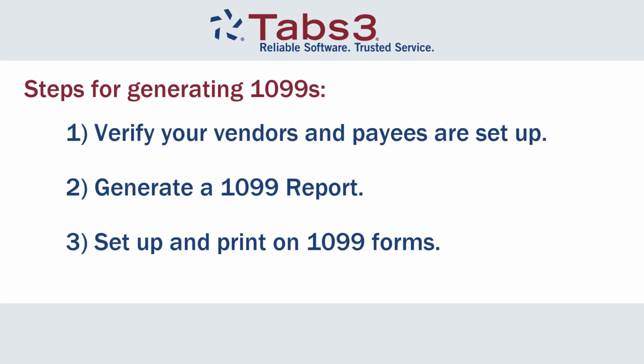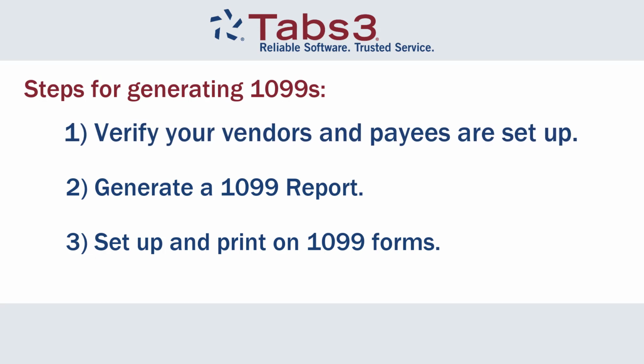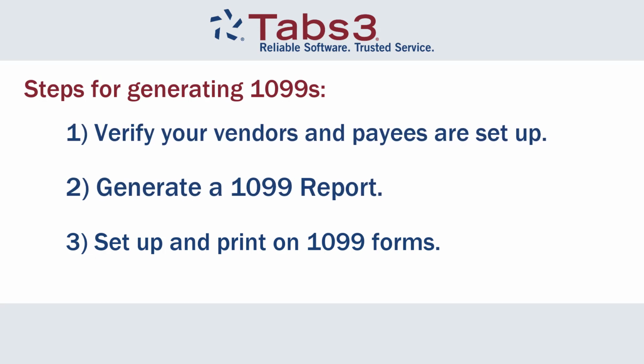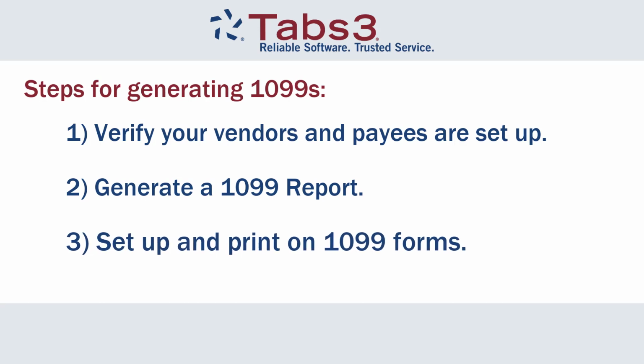Using Tabs3 Accounts Payable and Trust Accounting, you can easily generate 1099 forms by verifying your vendors and payees are set up to report 1099 information, generating a 1099 report to review the amounts for the vendors and payees that need to be filed, and finally, setting up your printer and printing on the 1099 forms.